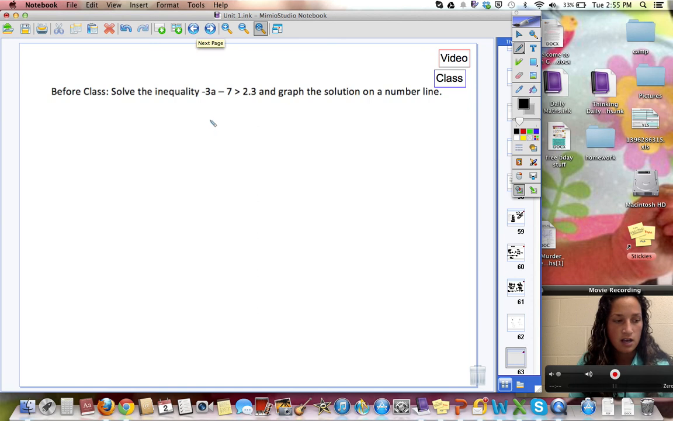Your before class, solve the inequality -3a minus 7 is greater than 23, and graph this solution on a number line.